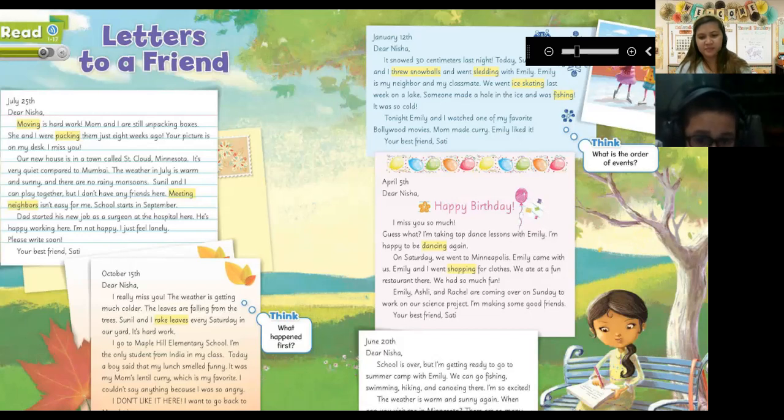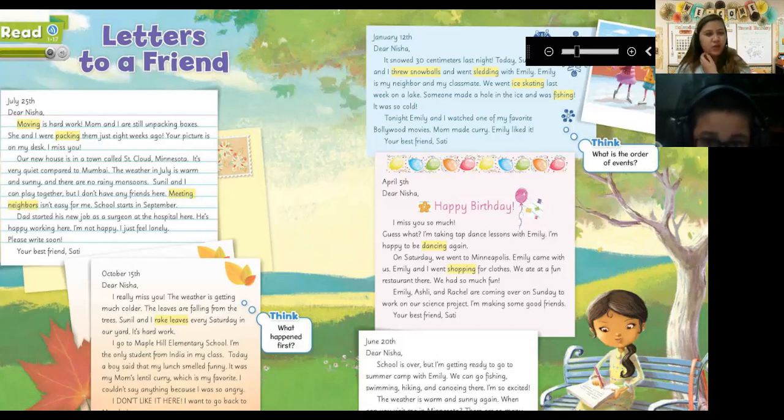June 20th. Dear Nisha, school is over, but I'm getting ready to go to summer camp with Emily. We can go fishing, swimming, hiking, and canoeing there. I'm so excited. The weather is warm and sunny again. When can you visit me in Minnesota? There are so many fun things to do here. My new friends want to meet you too. Please come. Your best friend, Sati.